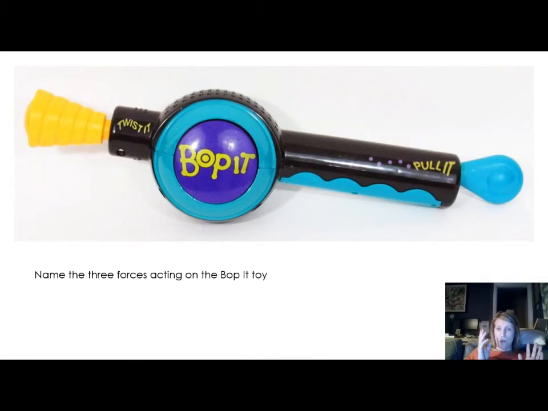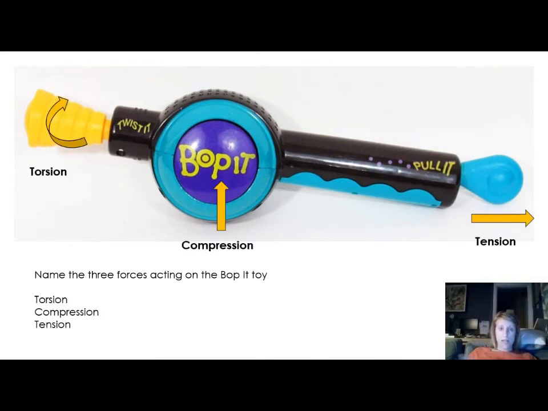Right, hopefully you unpaused, and these are the three forces that you should have had. So on the one side, we've got torsion, where it asks you to twist it. The bop it in the middle is a compression, because you're pushing the button in. And the end where it says to pull is a tension force, because you're pulling that out.